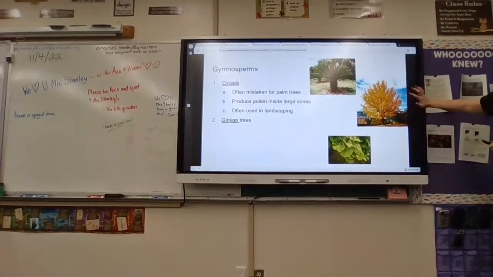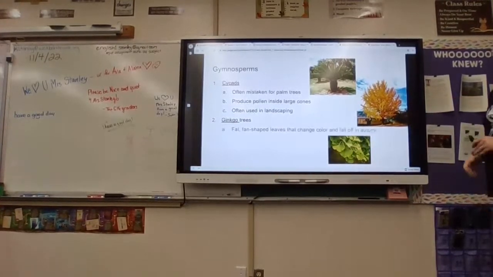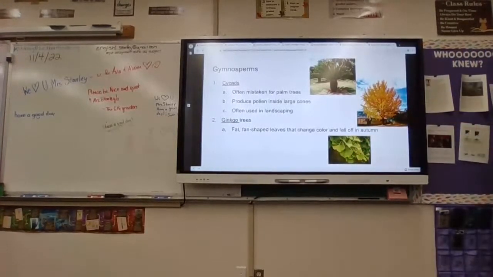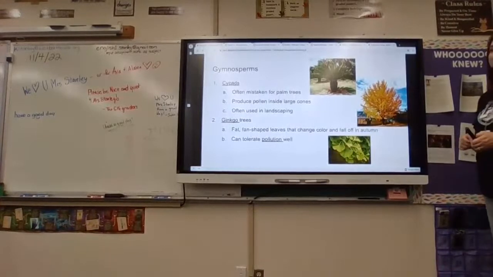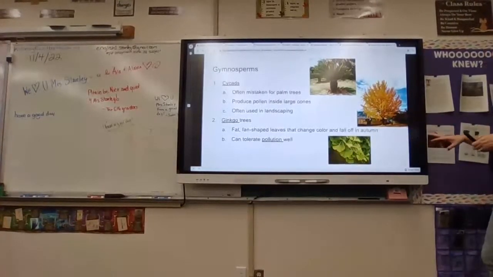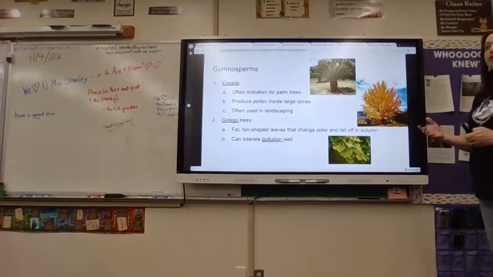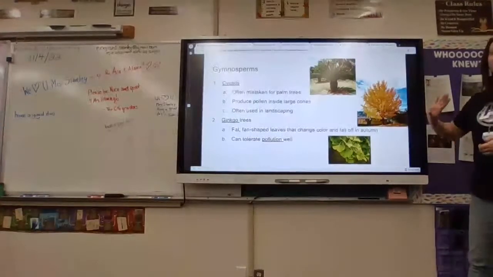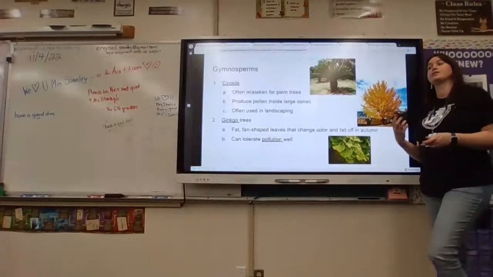The next one is ginkgo trees. These produce fan-shaped leaves. They do change color and fall off, so you might see them around right now. Ginkgo trees can tolerate pollution really well, so they're a really good tree to plant in bigger cities because they can handle the pollution, and they still do that cycle of turning the carbon dioxide into oxygen.